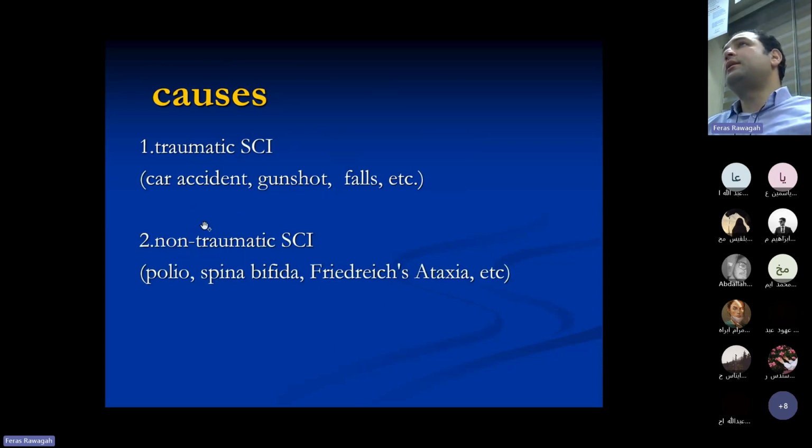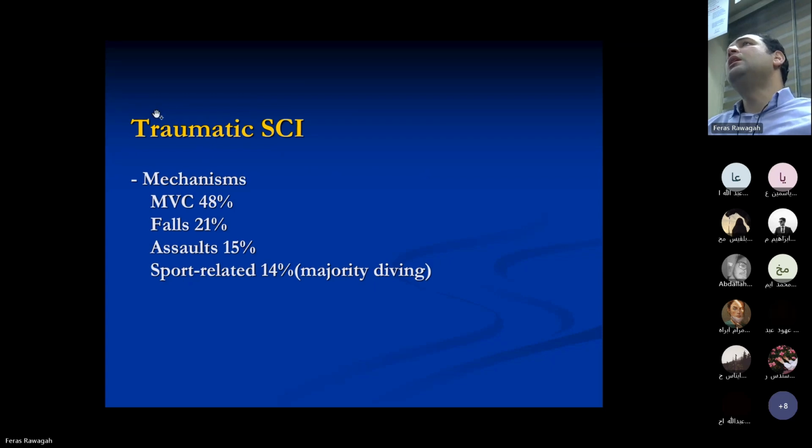What are the causes of the spinal cord injury? There are some traumatic causes and non-traumatic causes. Traumatic causes include car accident, gunshot, falls, etc. And non-traumatic includes polio, spina bifida, Friedreich's ataxia, abscess, for example, etc. Regarding the traumatic spinal cord injury, most of them are a result of motor vehicle accident, another thing from falls, from assaults, or sport related. Majority due to diving, but the main thing is the motor vehicle accident.